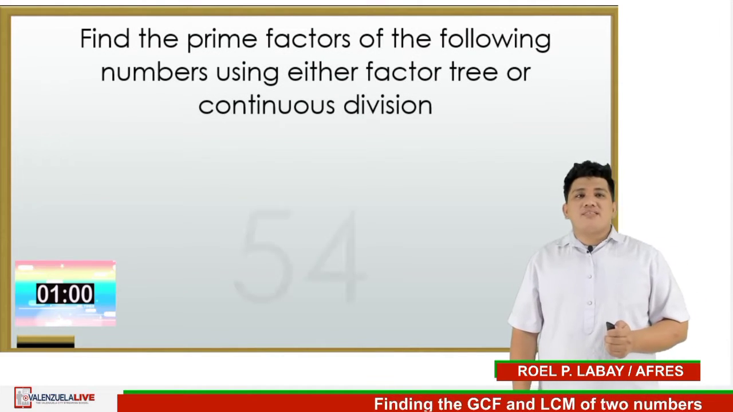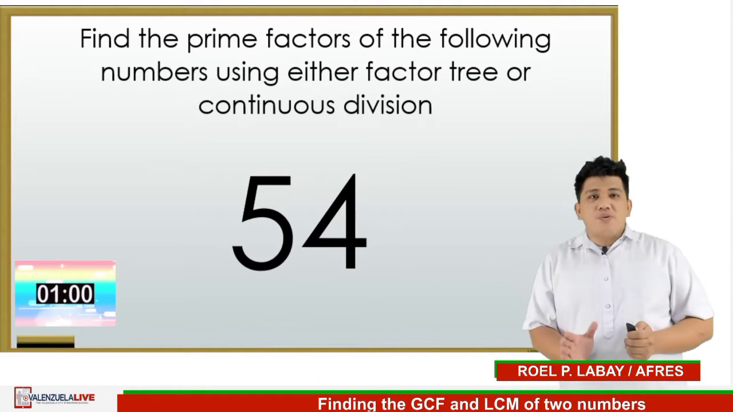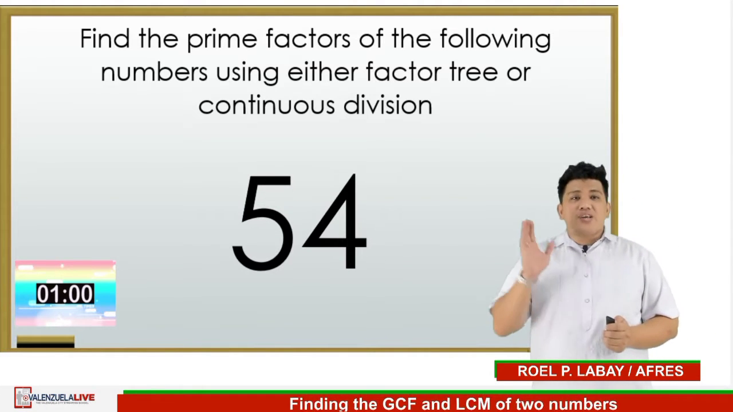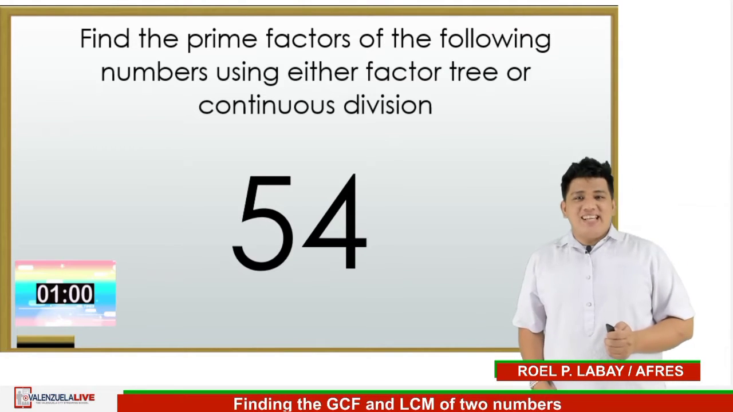Now, how about 54? You will get the prime factors of 54 using either factor tree or continuous division. So your 1 minute starts now.